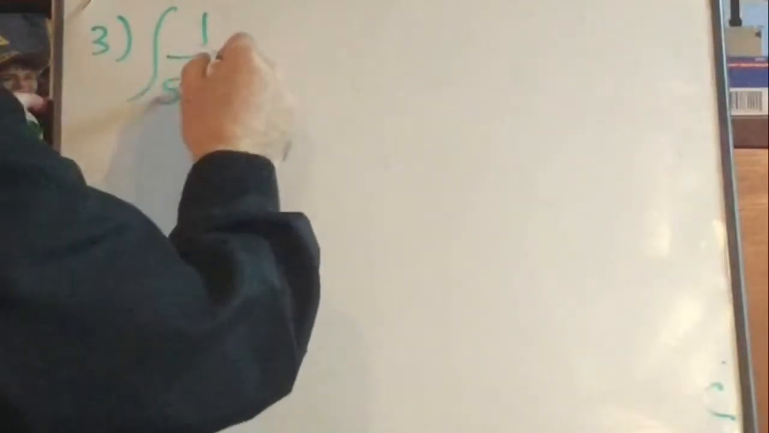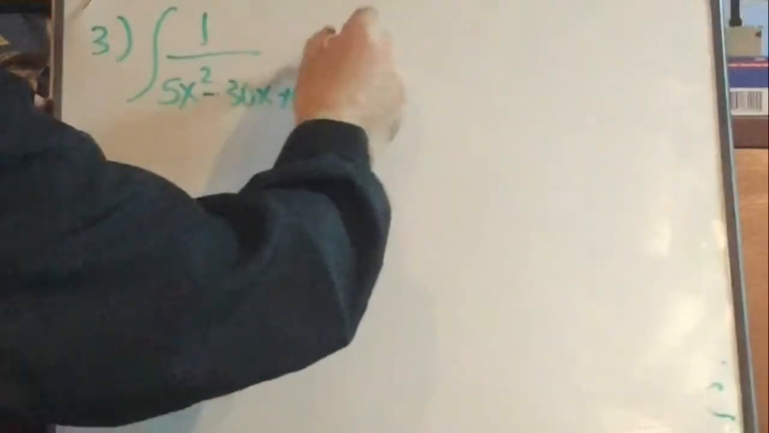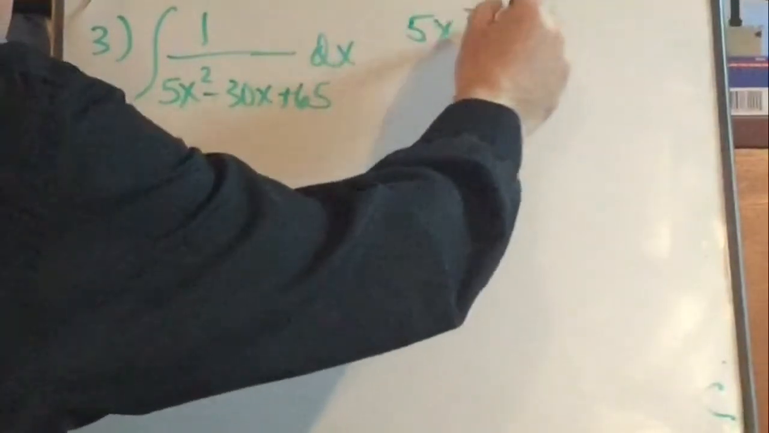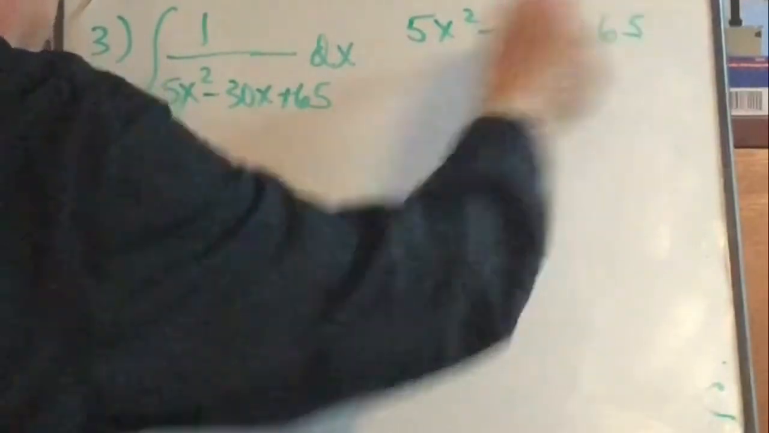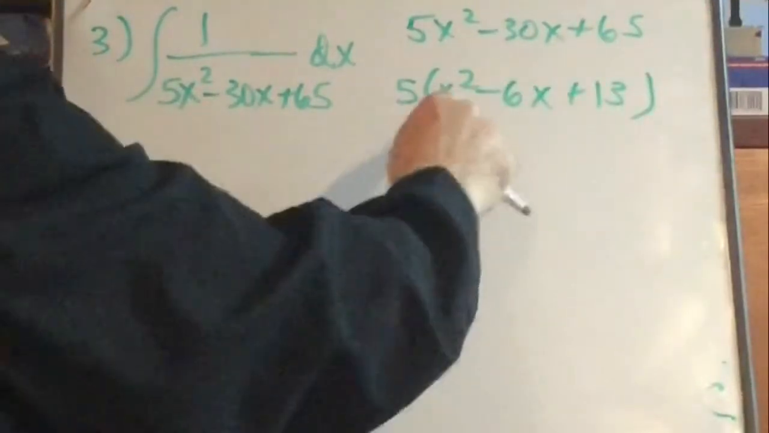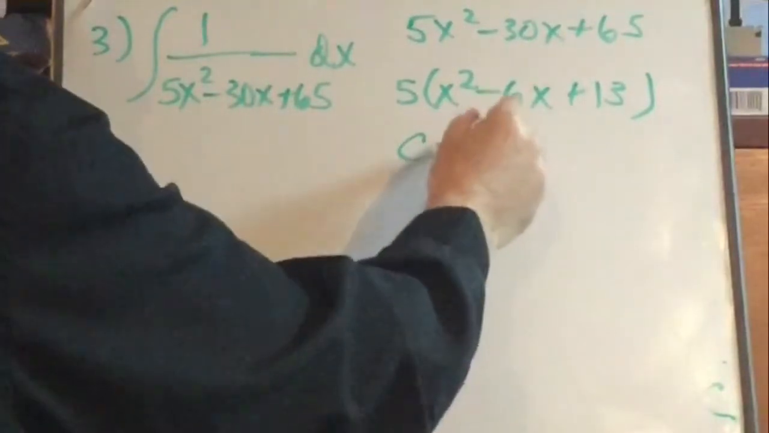Example number 3. The integral is 1 over 5x squared minus 30x plus 65 dx. And once again, we have a quadratic polynomial in the denominator that does not have a square root over it, so this is going to be the arctangent case. To complete the square, we first factor the 5 out in front. And my b value this time is a negative 6, so it's going to be, again, b over 2.